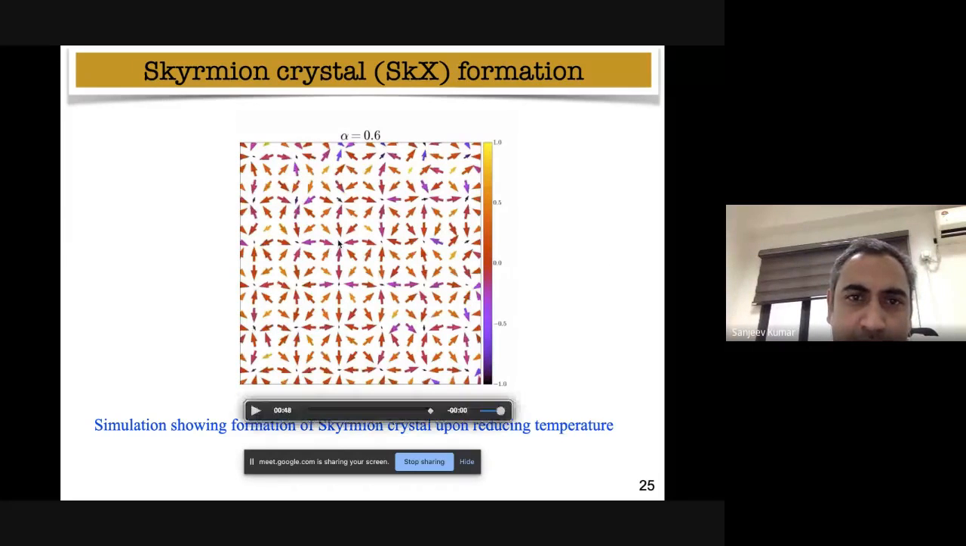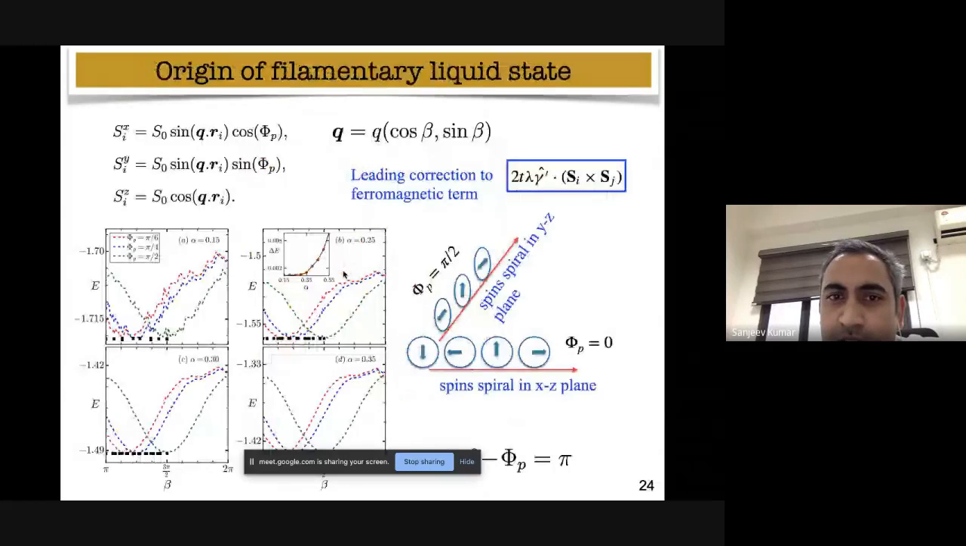So basically, you notice what is happening here is that if you go along this line, it is mostly a spiral in the xz plane. Spins are pointing down, then they go in plane, and so on, and go out of plane. And if you go in this direction, it is a spiral in the YZ plane. So let me go back and point out the origin of this interesting effect.